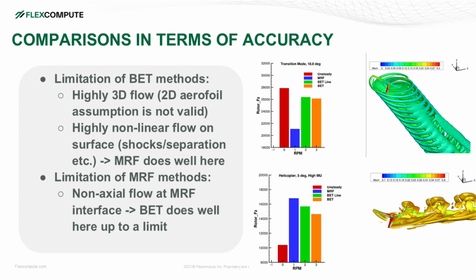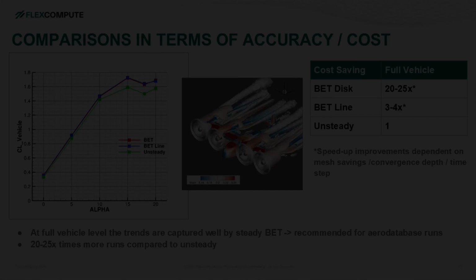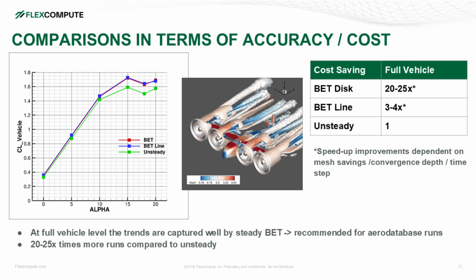MRF also has its limitations. It assumes azimuthal symmetry, so it does not handle non-axial inflow or strong asymmetries well. Blade element models can handle some non-axial effects, but only up to a point.